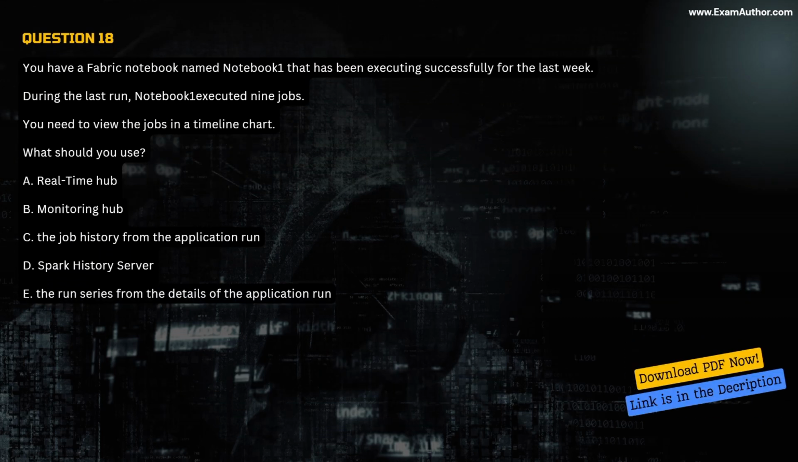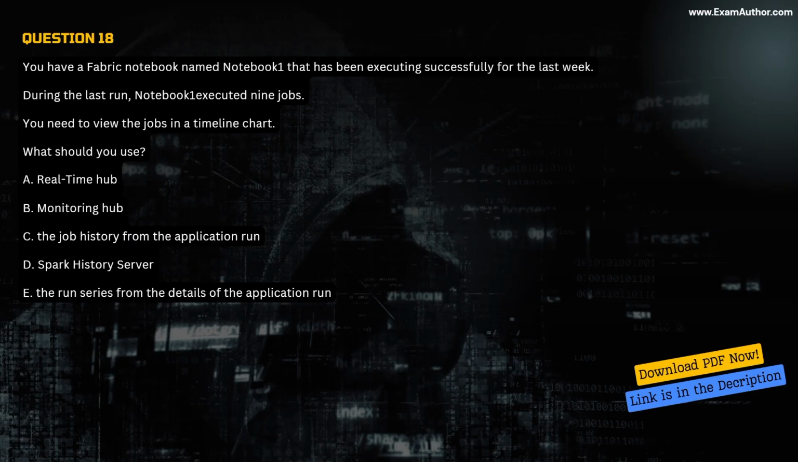Question 18. You have a Fabric notebook named Notebook 1 that has been executing successfully for the last week. During the last run, Notebook 1 executed 9 jobs. You need to view the jobs in a timeline chart. What should you use? A. Real-time hub. B. Monitoring hub. C. The job history from the application run.